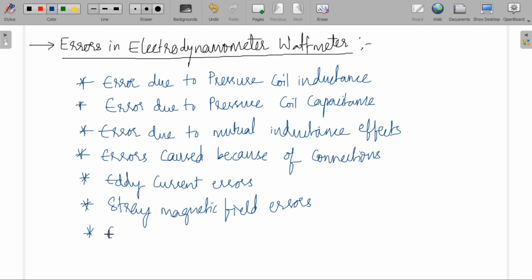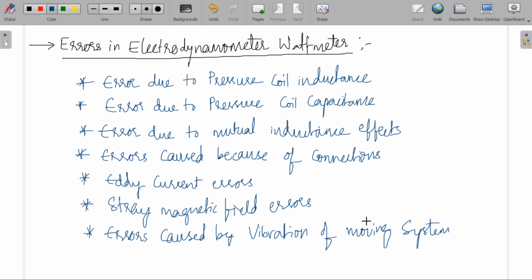Errors caused by vibration of moving system. And the last one is temperature errors. These are the errors which are present in electrodynamometer wattmeter.